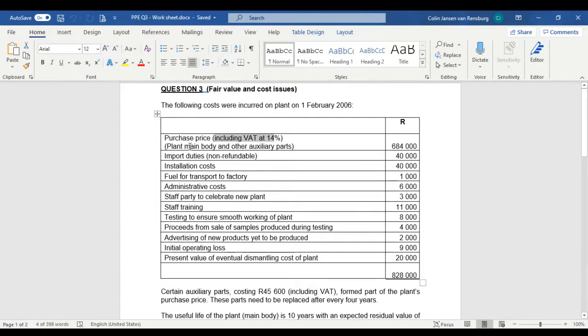Now, I want you to provide me with the answers here, but not immediately. Let me just ask the questions first. I'm going to provide you with a method, a logical way to go about determining whether the additional costs qualify as directly attributable costs or as a certain future cost. So let's look at the second one, import duties, and they say it is non-refundable. Now we must ask ourselves, should that be written off as an expense or should that be capitalized as part of the cost of the asset? Why do we have to determine that?